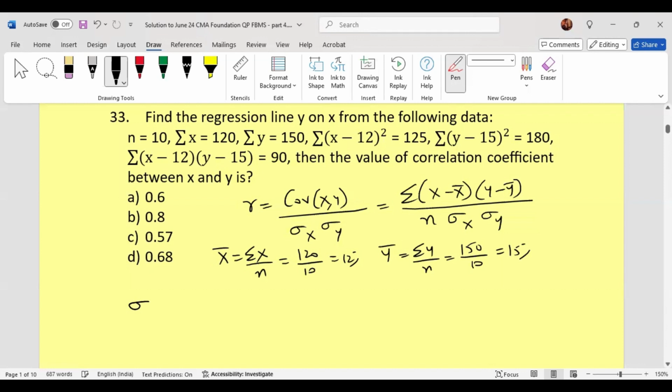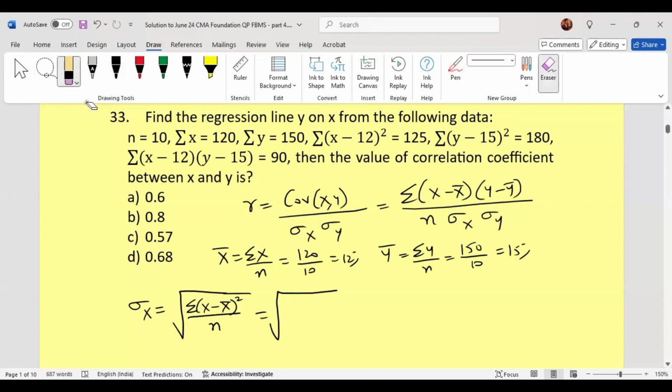Similarly, standard deviation of x is square root of summation x minus x bar, the whole square, divided by n. X bar is already found as 12. So do we have x minus 12 the whole square? Yes, it is available. We can directly substitute that as 125 divided by 10. So that will be square root of 12.5.